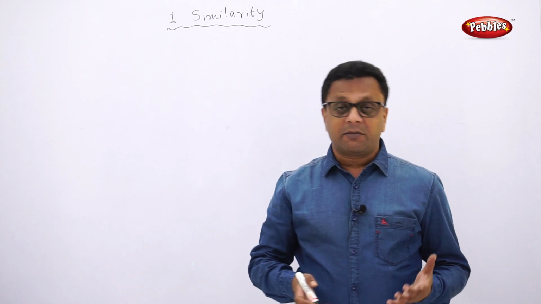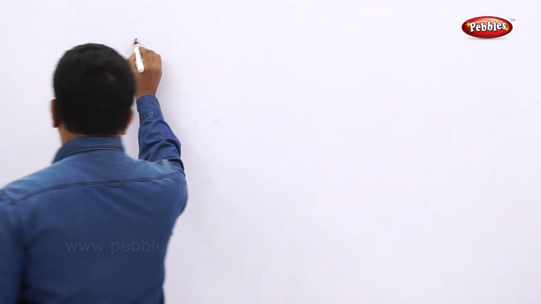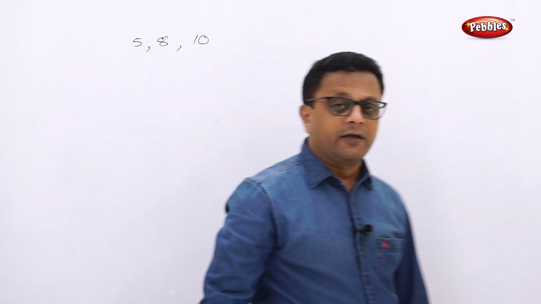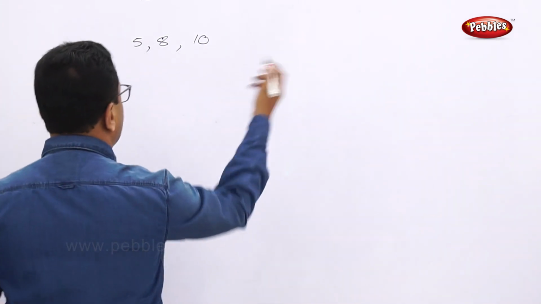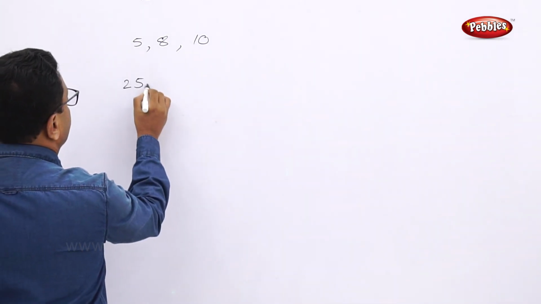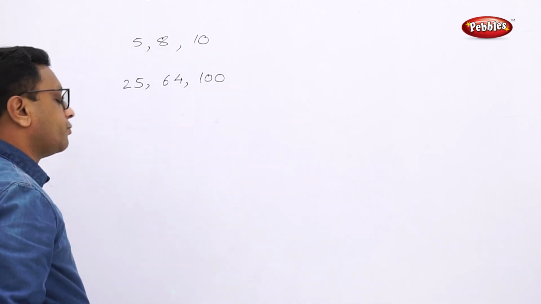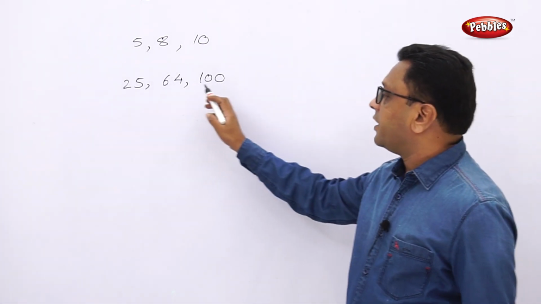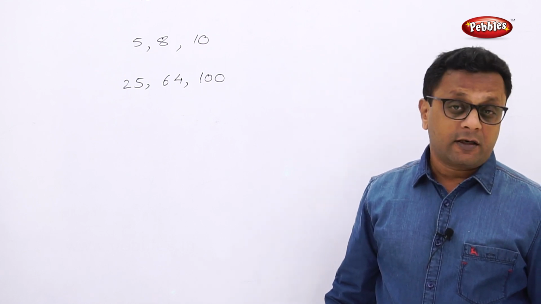So the examples can be there on the converse also. Just like this example, they are given 5, 8 and 10. 5, 8 and 10 are the sides of the triangle. Determine if this is a right angle triangle or not. So let us square the sides. So it is 25, 64 and 100. So you can see that this is 89 and 100. So it is not a right angle triangle.